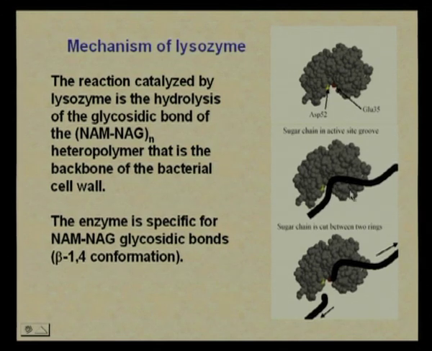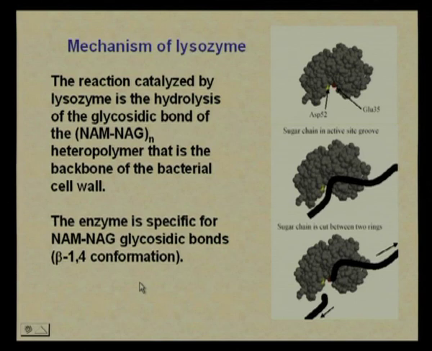This site is called the active site, where our substrate, which is the sugar chain in this case, will fit in the groove, and then there will be an enzymatic reaction and cleavage of the sugar chain. This is part of the bacterial cell wall, and this enzyme is specific for what are called beta 1,4 glycosidic linkages.